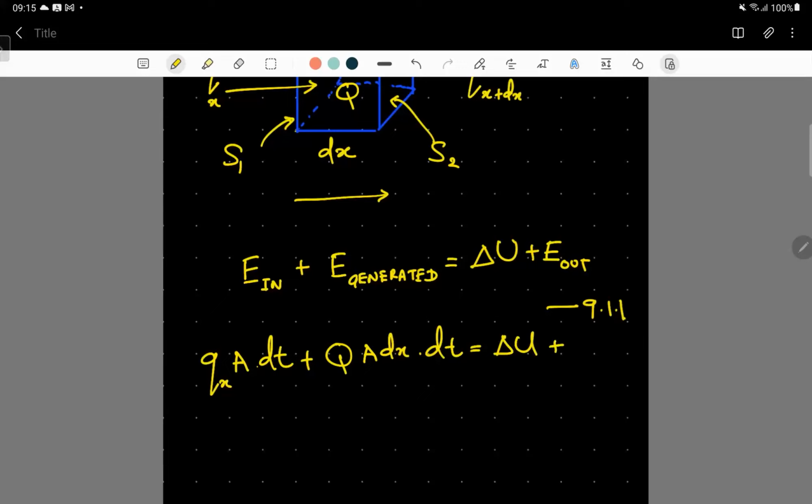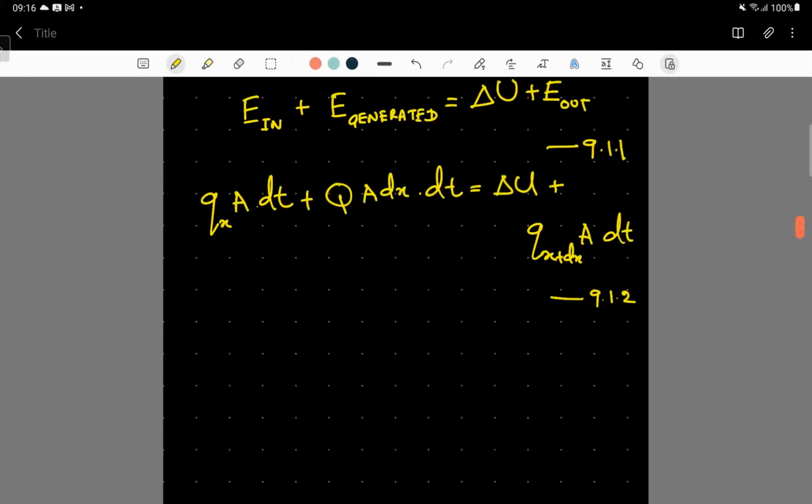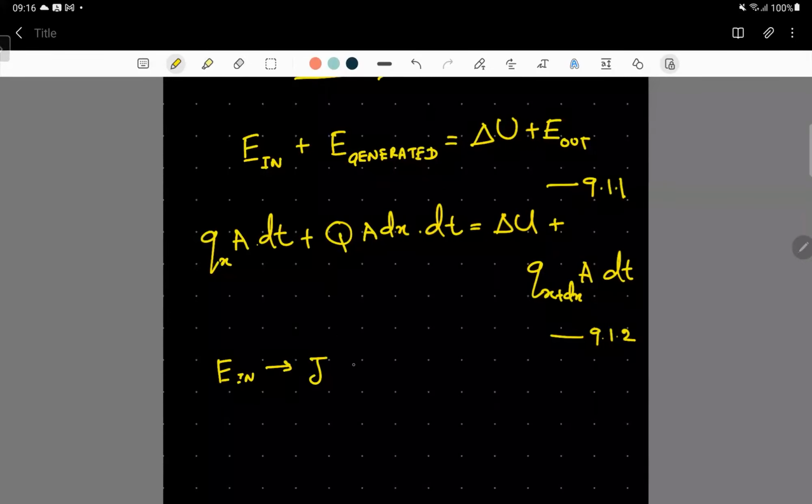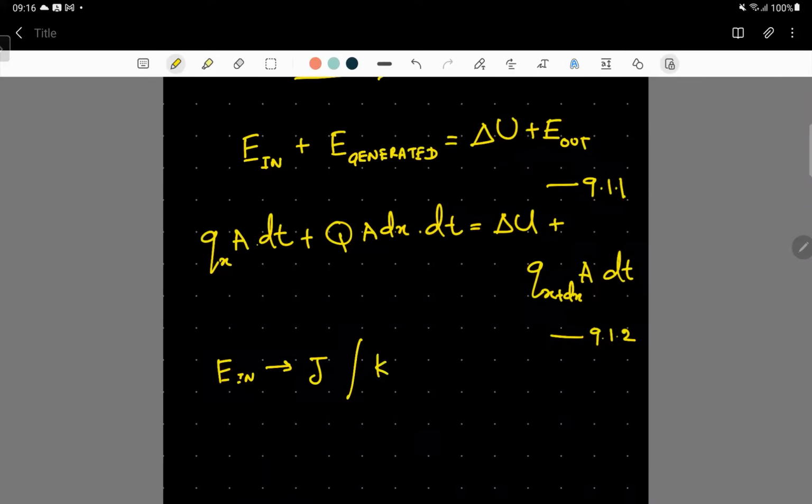Whatever the output at the exit, or at surface 2, is written by Qx plus dx, the heat flux at the exit, multiplied by the cross-sectional area multiplied by the time. Quite straightforward. If we think about the units, the energy entering the system is given either using joules, or you can also define it as kilowatt-hour, or if you use imperial units, it is given by BTU.